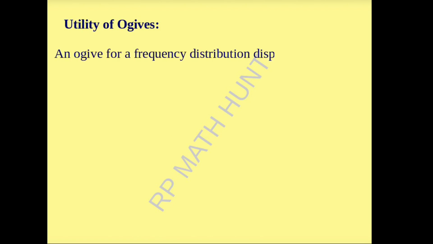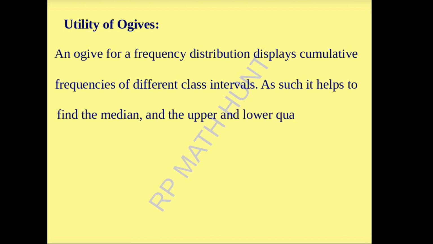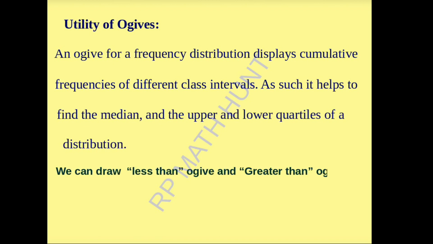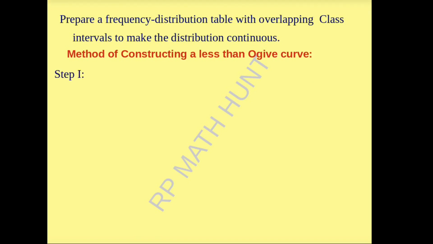Utility of ogives. An ogive for a frequency distribution displays cumulative frequencies of different class intervals. As such, it helps to find the median and upper and lower quartiles of a distribution. We can draw the less than ogive and the greater than ogive on the same graph. Prepare a frequency distribution table with overlapping class intervals to make the distribution continuous.